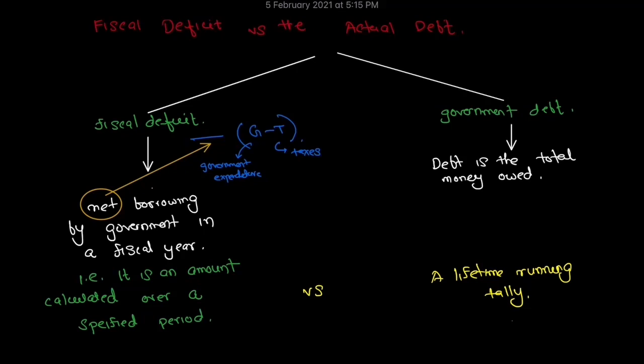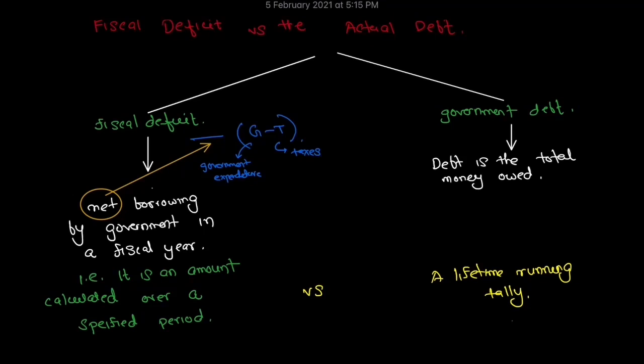it could spend on some capital projects, infrastructure, healthcare. And what is T? T basically you can say is the inflow for the government, that is the taxes that the government has been able to collect from the society. So G minus T basically gives us the net amount of extra money that the government has ended up spending. So when I say it is the net amount of extra money that the government has ended up spending, it basically refers to the net borrowings that the government has done in a given fiscal year. Okay, so it is basically for a specified period.